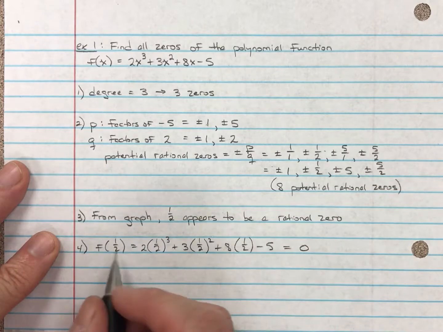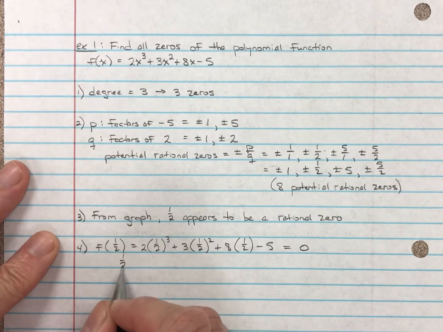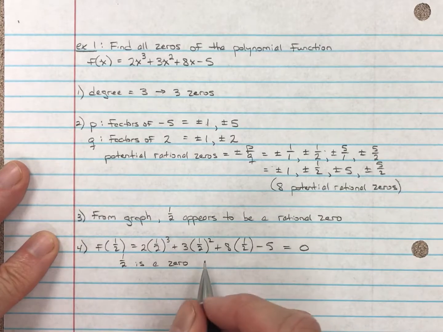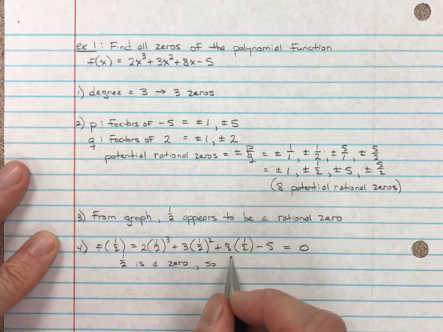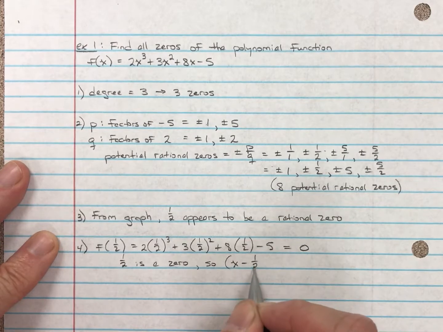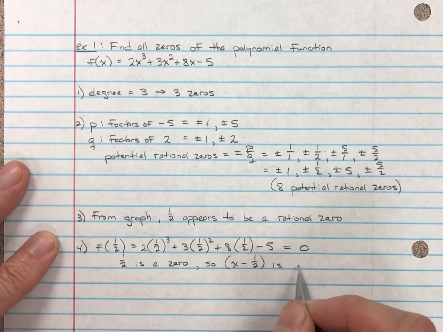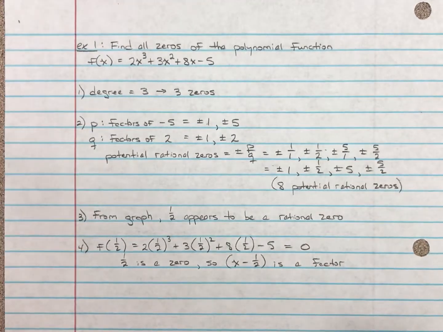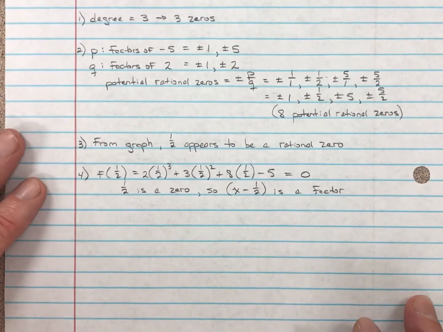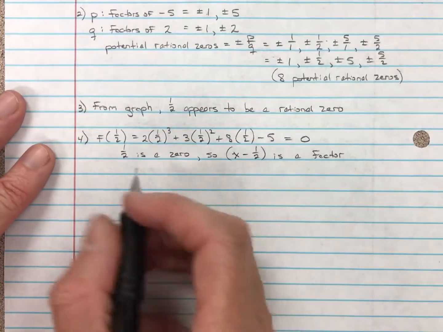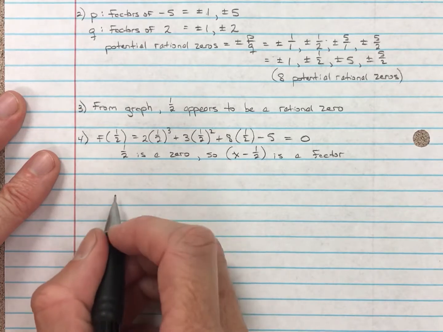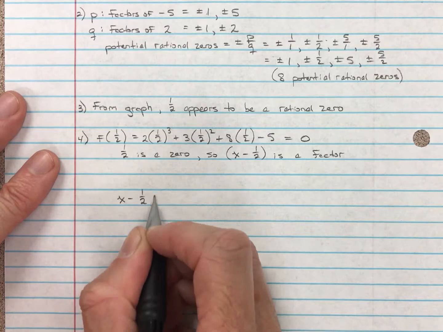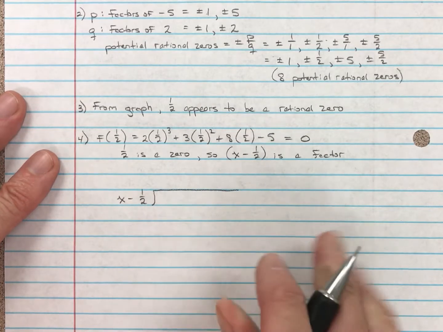So 1/2 is a 0, so x minus 1/2 is a factor. Now it's time to get into our long division, which is probably everybody's favorite thing. X minus 1/2 is a factor of this function.